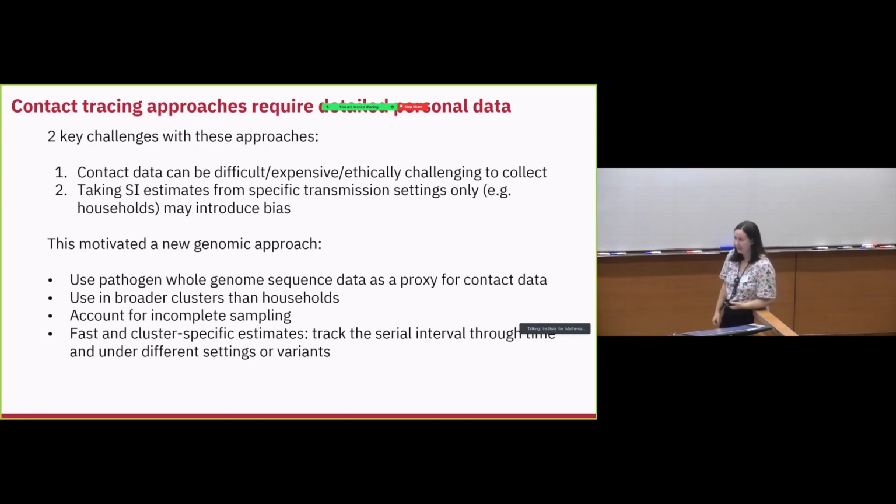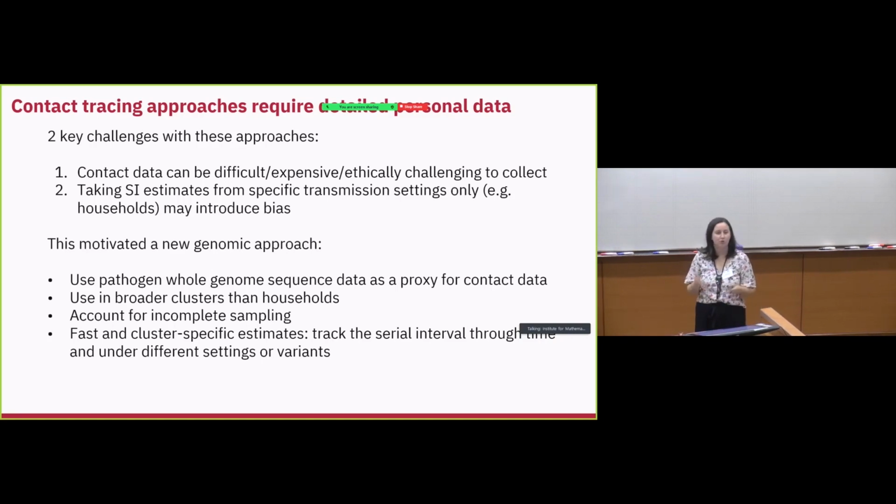As a result, if we end up taking serial interval estimates from specific transmission settings in which it's easier to get this contact data, for example households, and if we think that transmission is occurring differently in those settings, for example that transmission is typically faster in a household, then we might be getting a biased estimate of our population level serial interval. So this motivated what we were thinking about today.